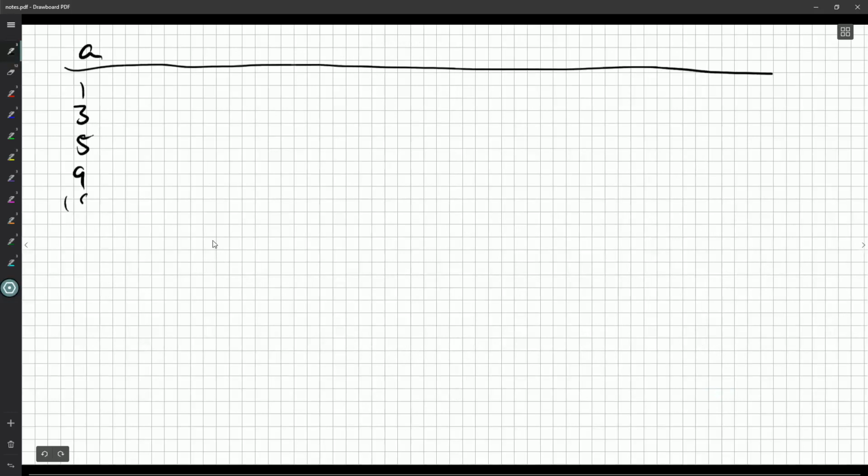So, what could we have for A? A could be 1, 3, 5, 9, 15, 25, all the way up to 1,125. I need 12 of them. Let's see, divide that by 3, you'll get 375.